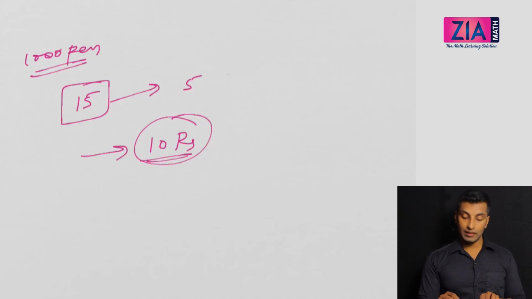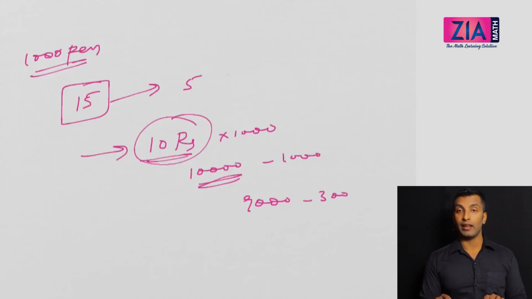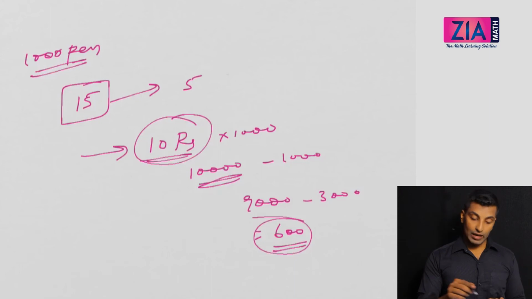So 10 rupees into 1000 is what you have now, right? So that is nothing but 10,000. In that you need to pay rent, that is fixed, rent as 1000. So what you have left out is 9,000. Now you need to pay salary. Let's suppose you are paying 3,000 as salary. Now what is left out? 6,000. So this 6,000 is what you can calculate as your profit. Now we'll come to discuss this in detail.